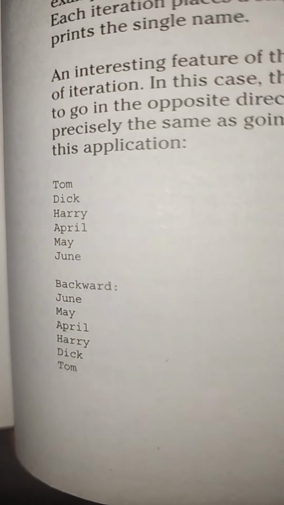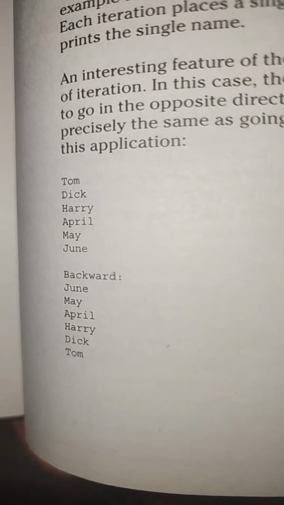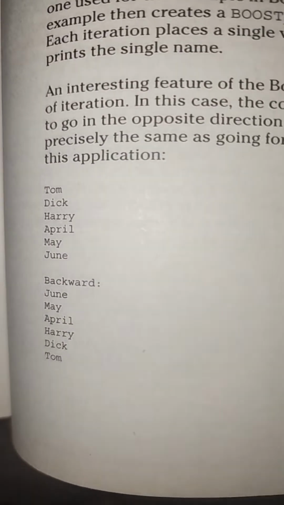Tom, Dick, Harry, April, May, June. Backward. June, May, April, Harry, Dick, Tom. As you can see, iterating forward and backward works precisely as you expect.